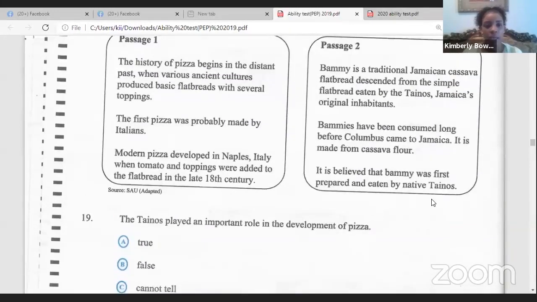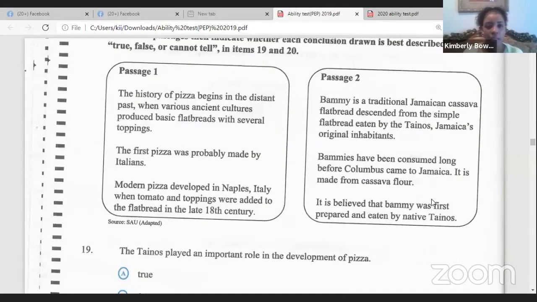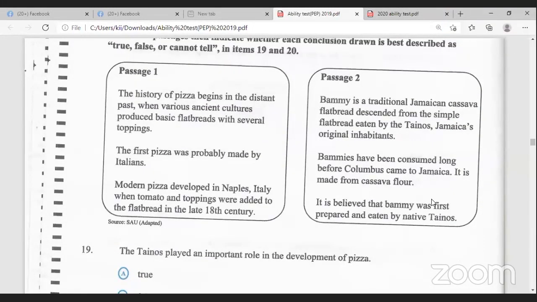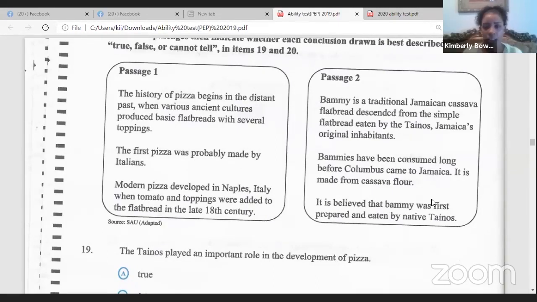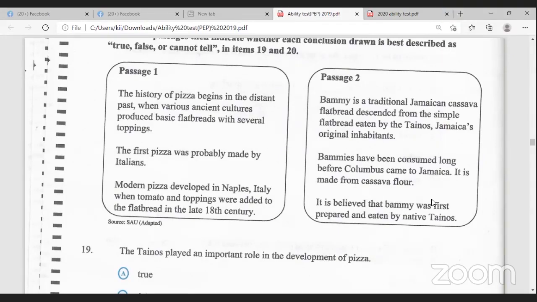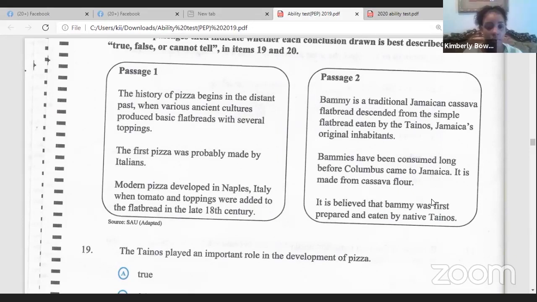So it's speaking about the similarities between pizza and bammy. Here, I'm not going to read through the passage because I've already done so, and because of time constraints, I hope you're just seeing it there and reading along. Yes, ma'am. I'm skimming through the passage and I would have read it before.